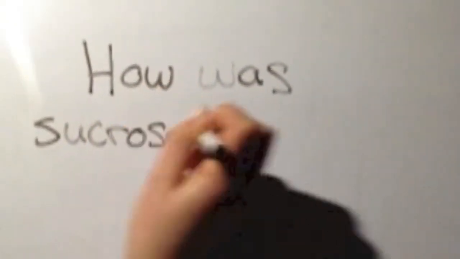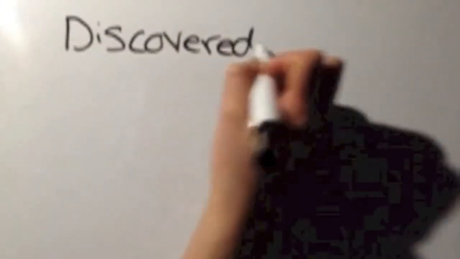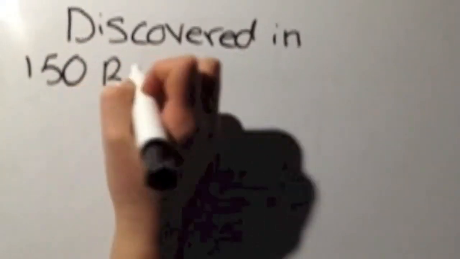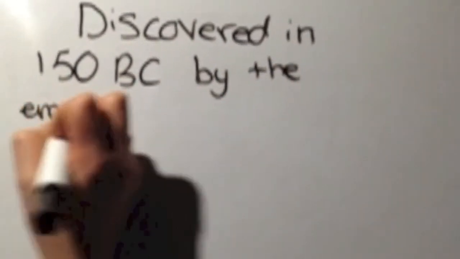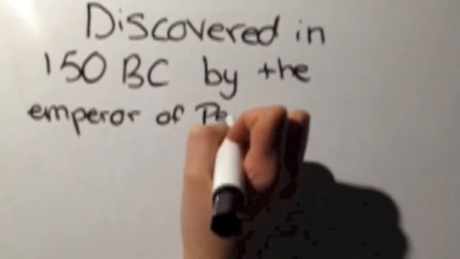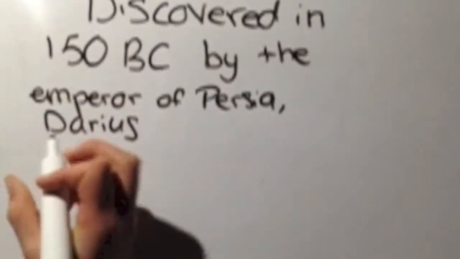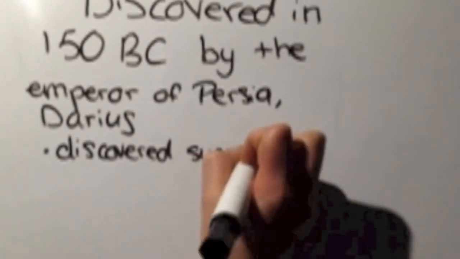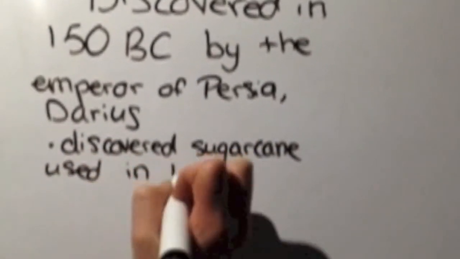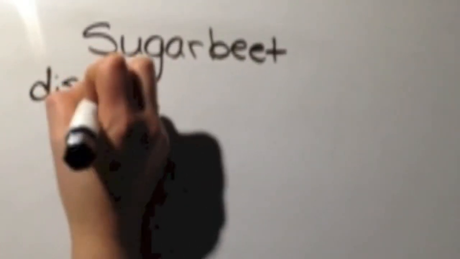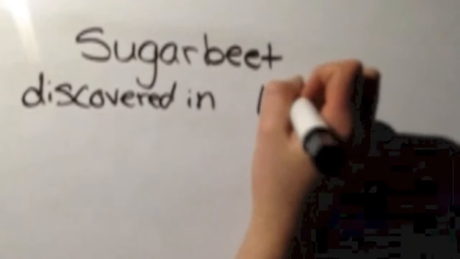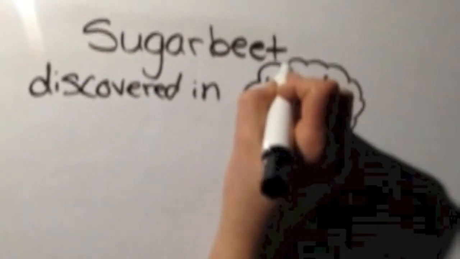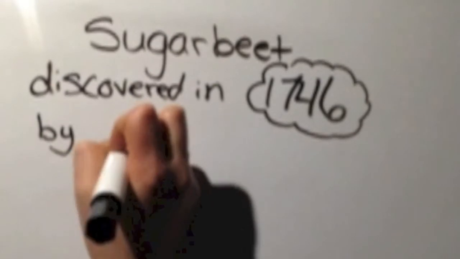How was sucrose discovered? Sucrose was discovered in 150 BC by the Emperor of Persia, Darius. He invaded India and discovered that the people there used juice from sugarcane to sweeten their food, a concept previously unknown to him, as the people in his country used honey. The sugar beet was discovered later in 1746 by a German chemist named Andreas Marggraf when he found the juice of a sugar beet to have the same properties as that of a sugar cane.